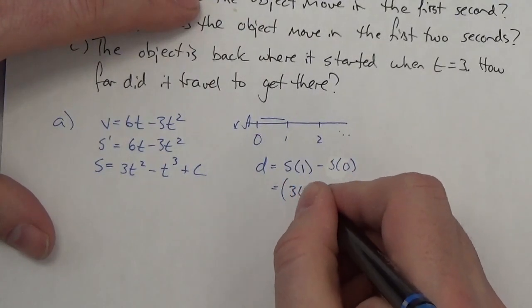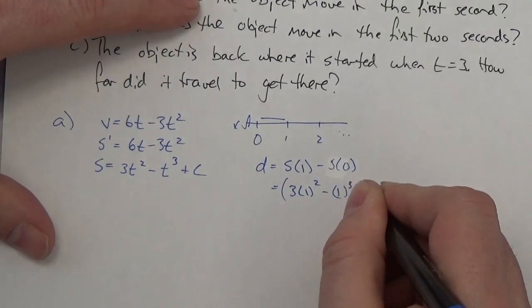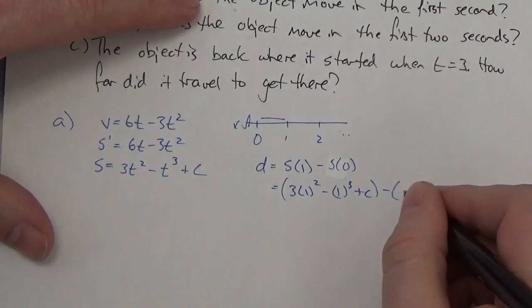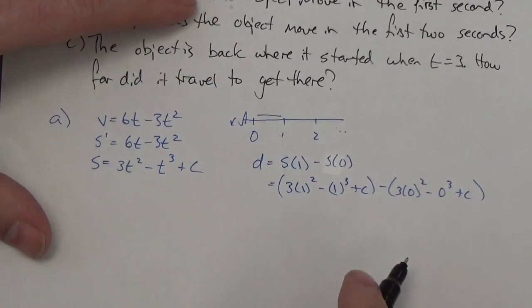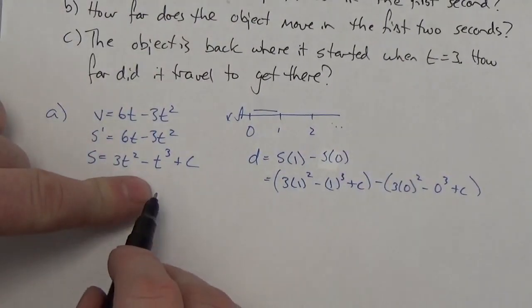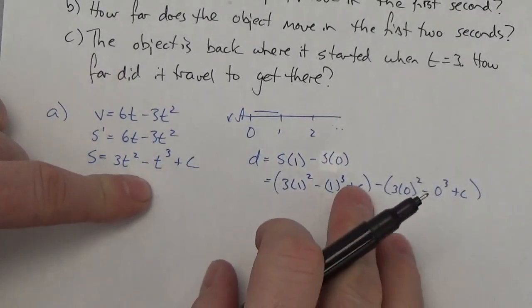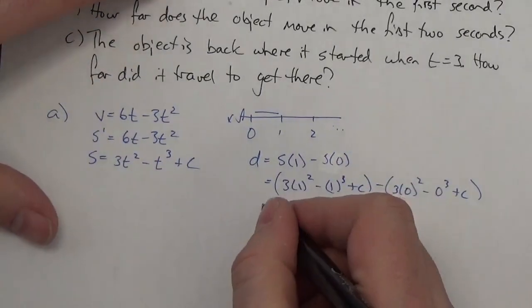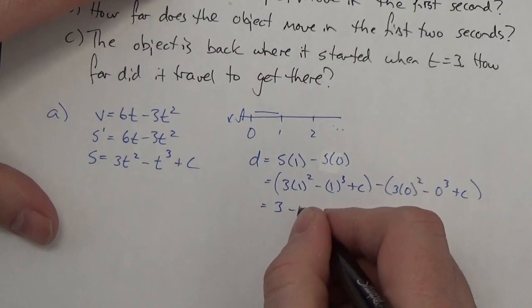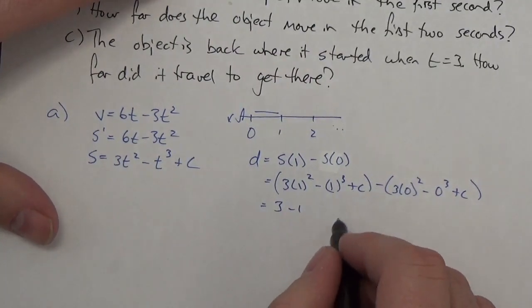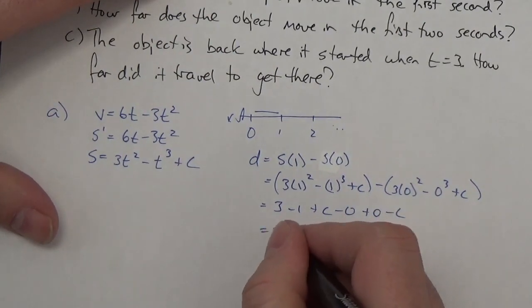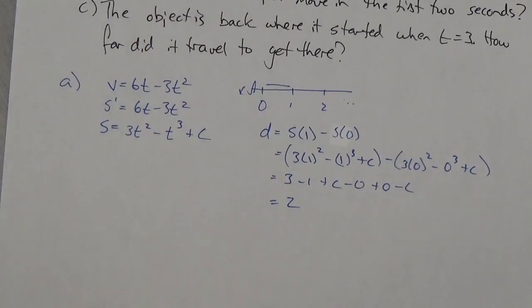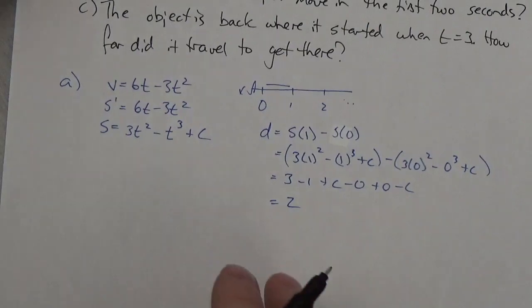So this will be 3 times 1 squared minus 1 cubed plus c, minus 3 times 0 squared minus 0 cubed plus c. Because I'm referring back to the same equation here, that c is the same, the negative will distribute through, those will cancel. So really what I'm left with is 3 times 1 minus 1 plus c minus 0 plus 0 minus c. The c's cancel, and we're simply left with 2. So in the first second, it's going to go ahead 2 units.